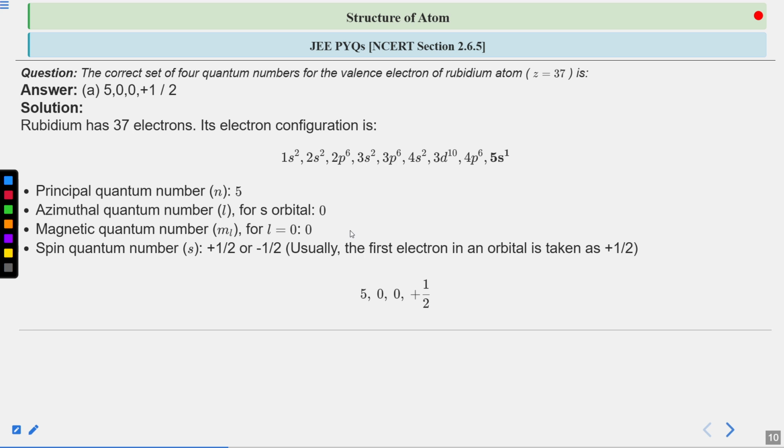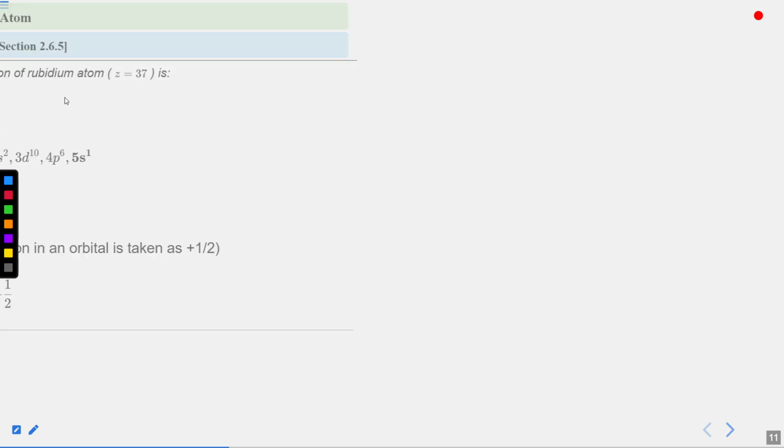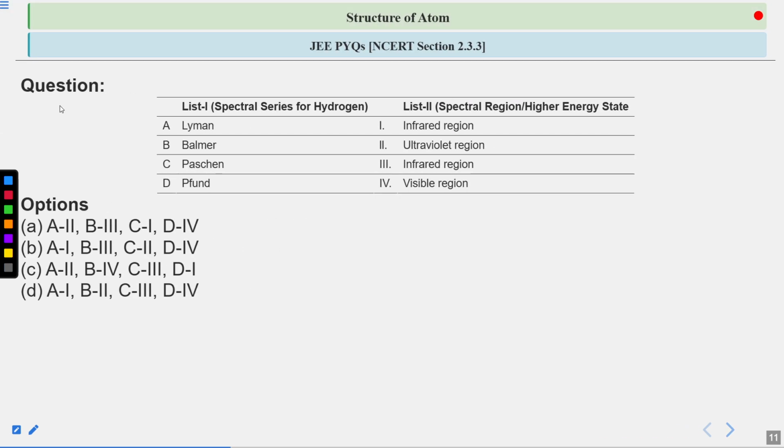Okay, moving on to our next question. This is a JEE PYQ, and this question is covering the NCERT section 2.3.3 in the chapter Structure of Atom. The question has a table in which 2 columns and 4 rows are present. The 2 columns represent 2 lists. The first list is for spectral series of hydrogen, and the second list is for the spectral region or higher energy state.